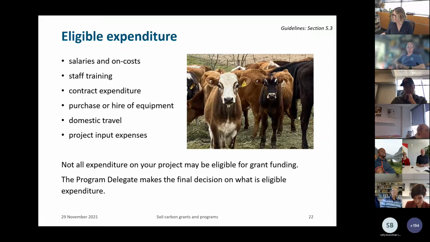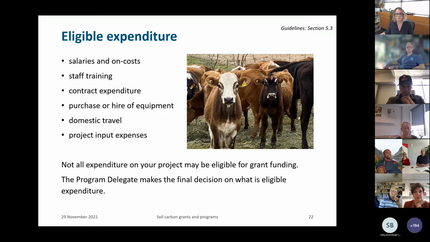Eligible expenditure items are salaries and on-costs for personnel directly employed for project activities, staff training that supports the achievement of project outcomes, contract expenditure, where you may contract others to do activities, purchase or hire of equipment directly related to delivering your project, domestic travel, limited to the reasonable cost required to conduct agreed project and collaboration activities in Australia, and project input expenses relevant to the completion of a feasibility study.